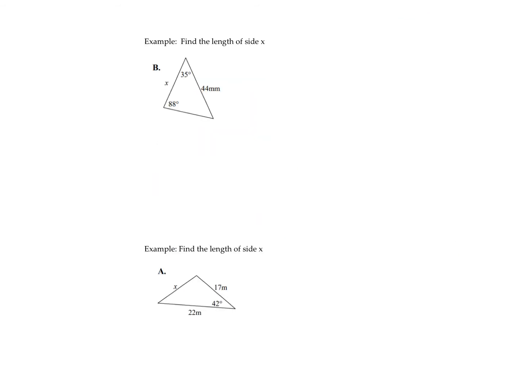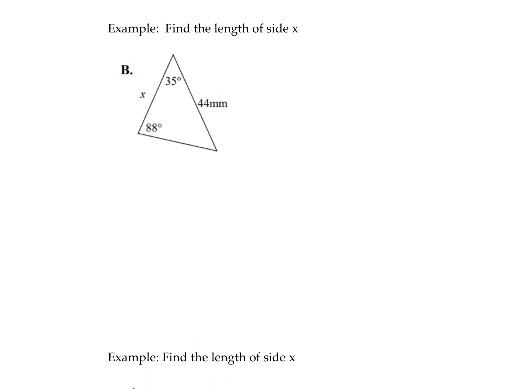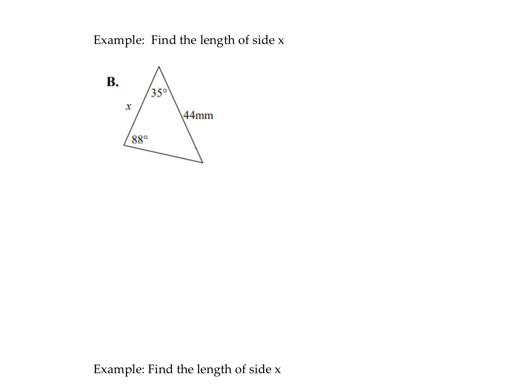Okay, in this example, we want to find the length of side X. It looks like I don't have a complete ratio because I don't know the angle across from X, but I do know 2 of the angles. So I could find that missing angle by taking the sum of the angles of a triangle, which is 180, and subtracting the 2 that I'm given. Sometimes it looks like you might not have a complete ratio, but you actually do because you know 2 of the angles, so you can find that third angle. That is actually 57.